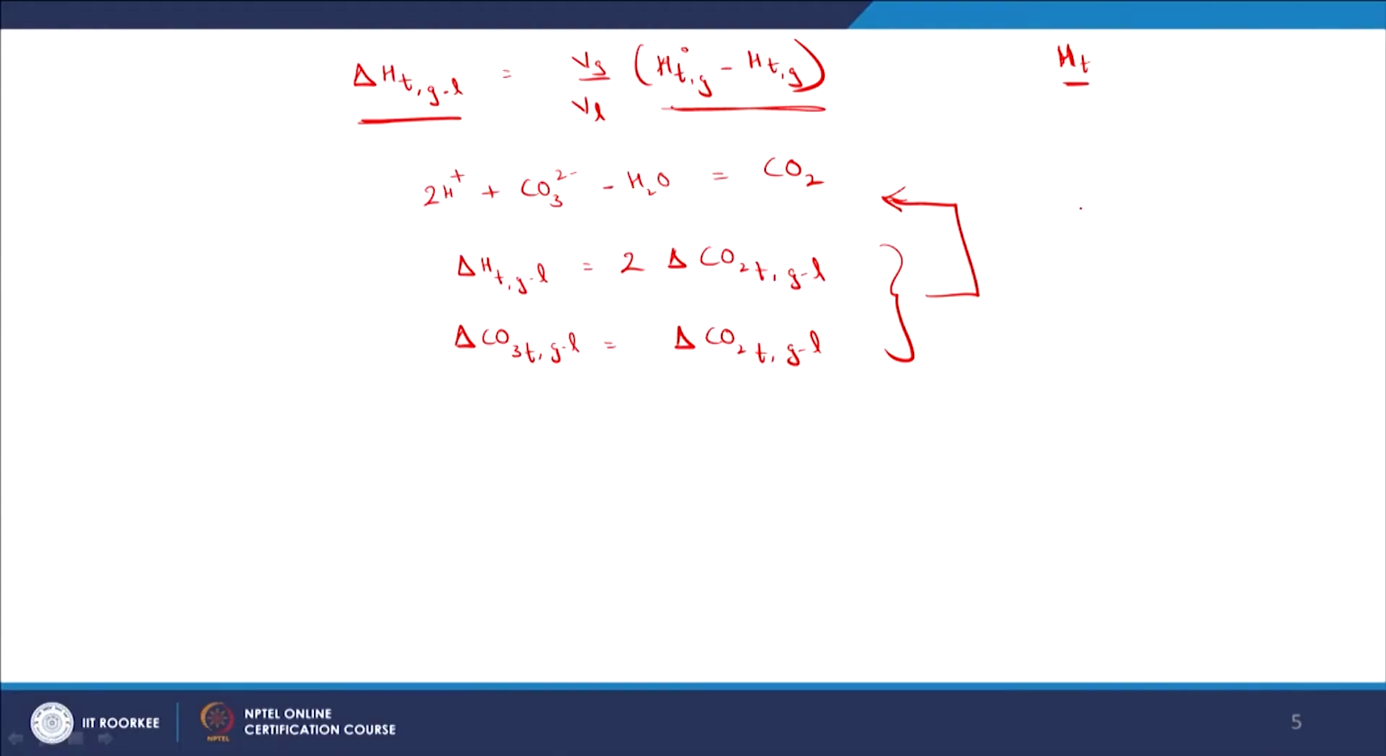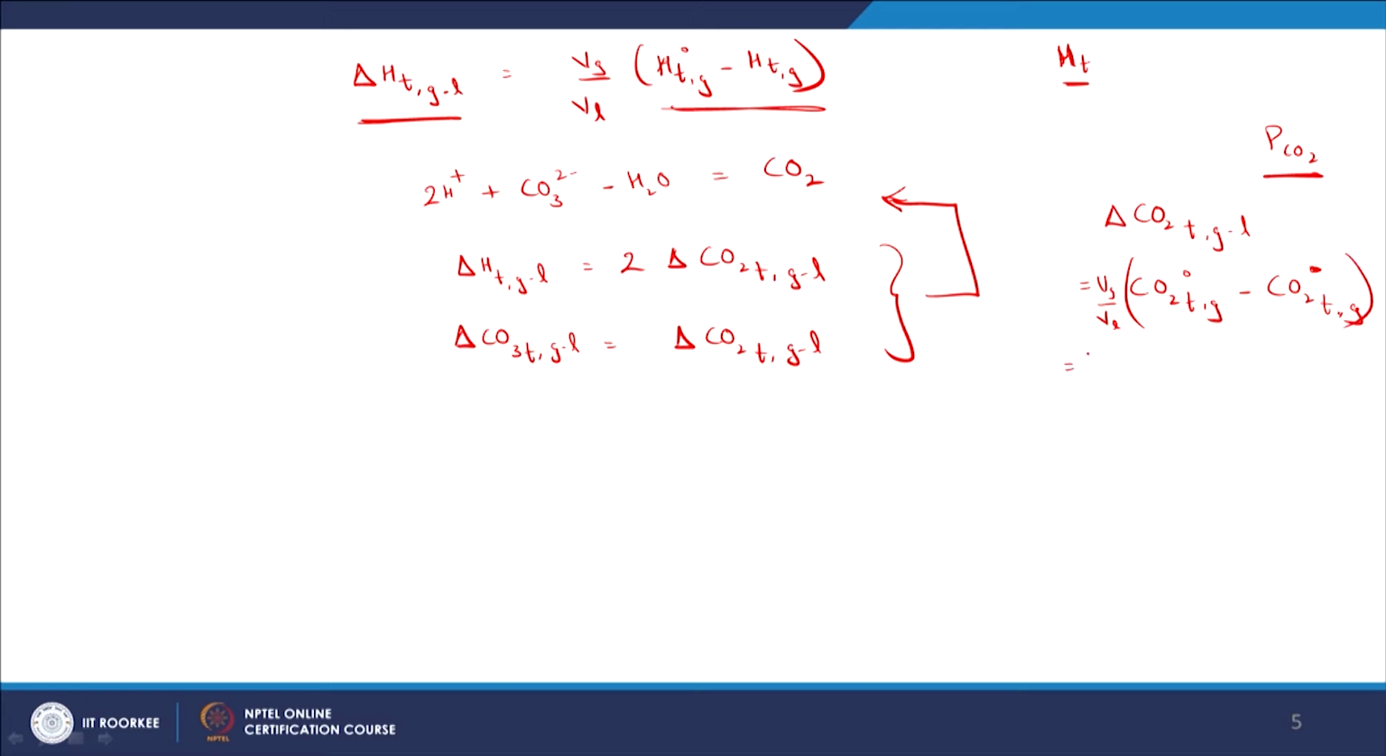And I believe we can always express delta CO2 total from gas to liquid in terms of partial pressure of CO2, but we are going to look at that later on. That is going to be equal to CO2 total initially in the gaseous phase minus CO2 total, pardon me, at equilibrium in the gaseous phase, into Vg by VL.